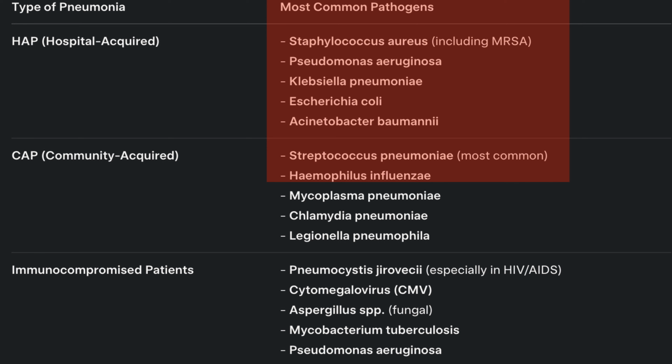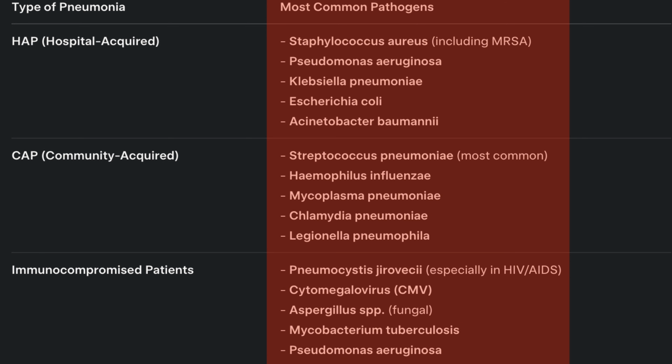Here you can see the most common pathogens. Knowing them helps us act in a targeted way. Each category requires its own strategy, so stay tuned. If you have any questions, write them down. I will make another video if I don't know the answer right now.